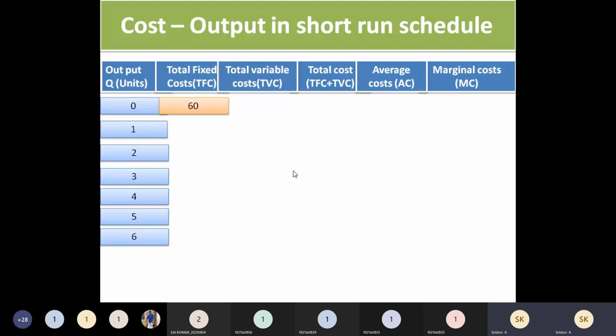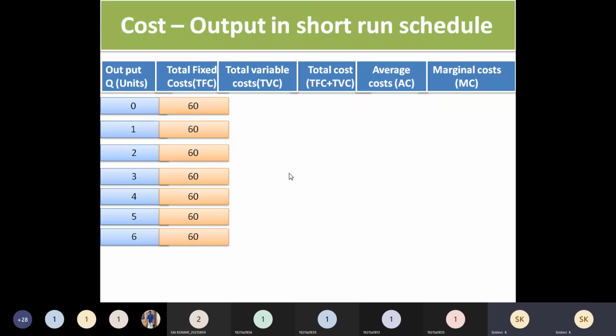At 0 output, fixed cost will be incurred. So for that, we are showing here 60 rupees of fixed cost that we are going to incur even if there is 0 output in the production. At 1 to 6 units, this is going to be the same because these are the fixed costs. Even if production is increasing or decreasing, or even if there is no production, you are going to incur these fixed costs. So I have taken the same 60 rupees of fixed cost at all levels of output.